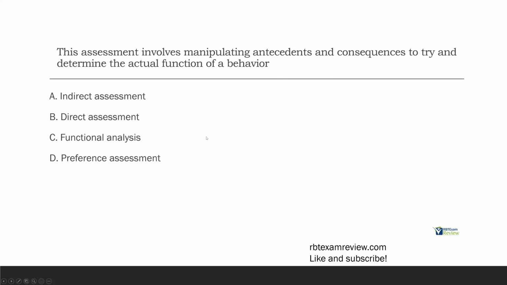And of course, this is not a preference assessment. We're not identifying like and unlike stimuli. The assessment involving manipulating antecedents and consequences to try and determine the actual function of behavior. See functional analysis.